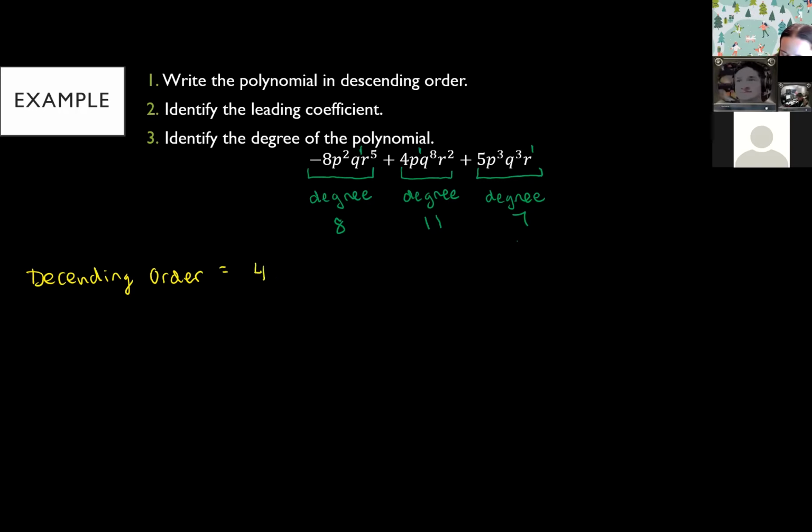So that would be 4 P Q to the 8th R squared. And then the degree 8, so that'd be minus 8 P squared Q R to the 5th. And then the last one, plus 5 P cubed Q cubed R.